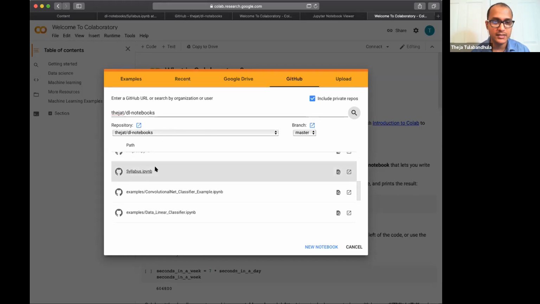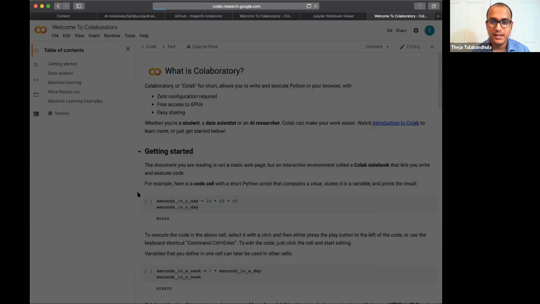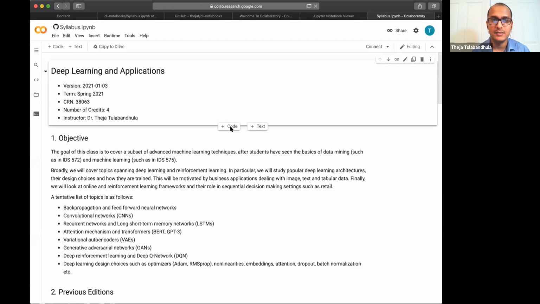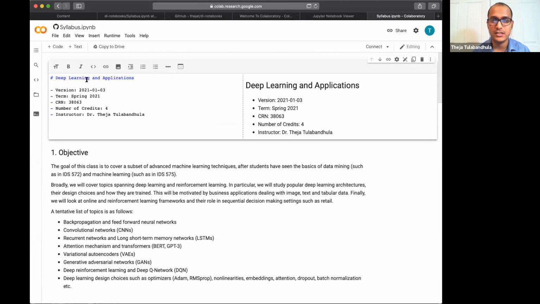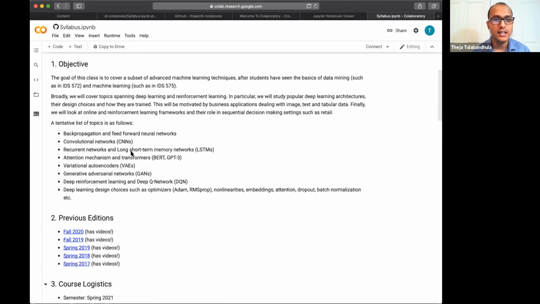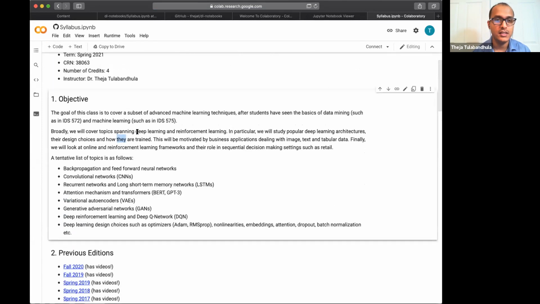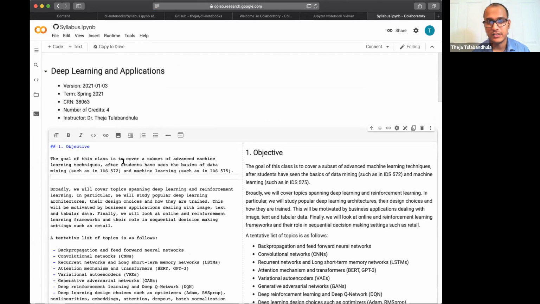So here you can just click on syllabus, and you should be able to see the live document, and you can actually edit it. You'll see that this is actually markdown. This is not a code block. This is what I mean by a Jupyter Notebook, places where you can write some code and also text. But anyway, let me come back to the simpler version.